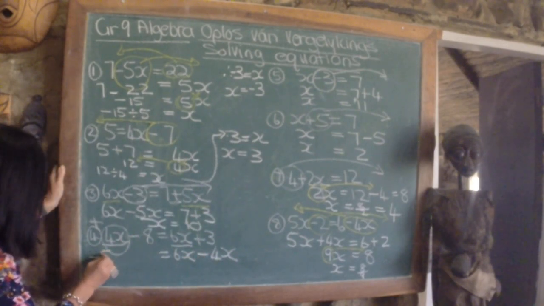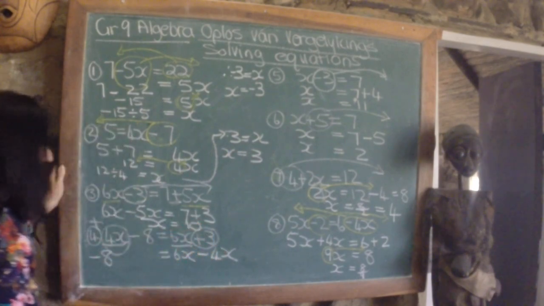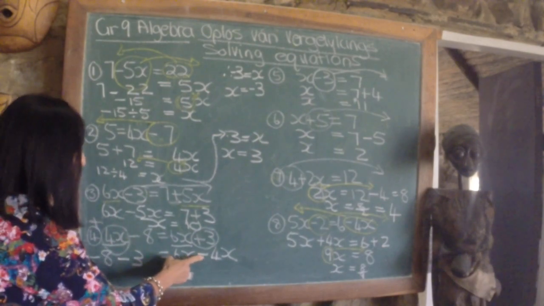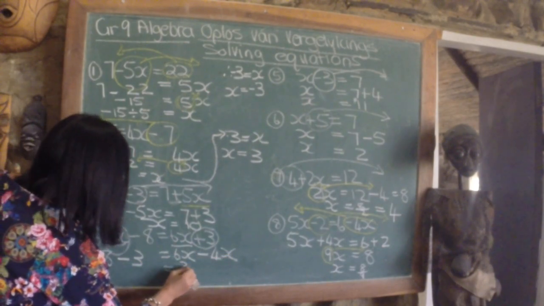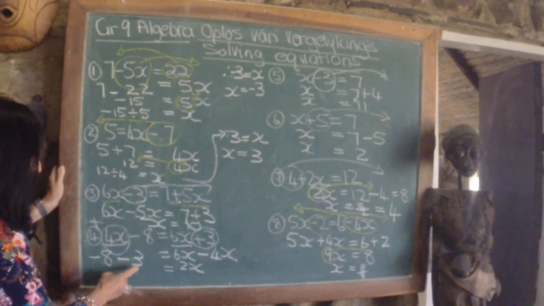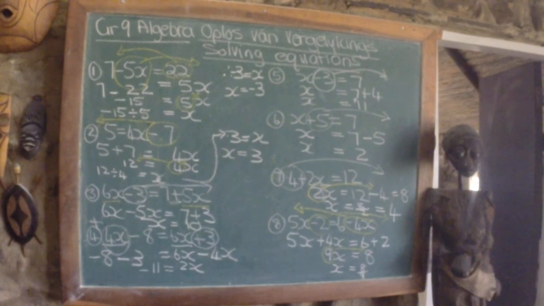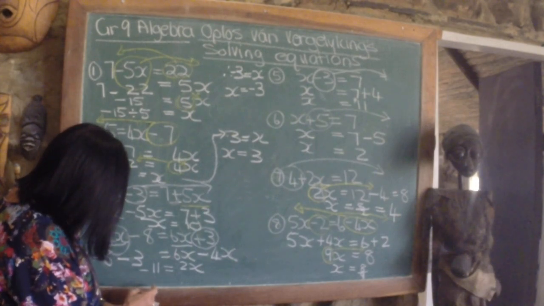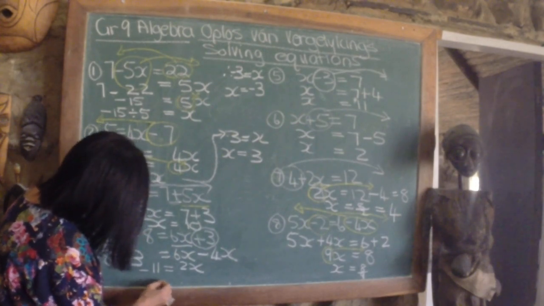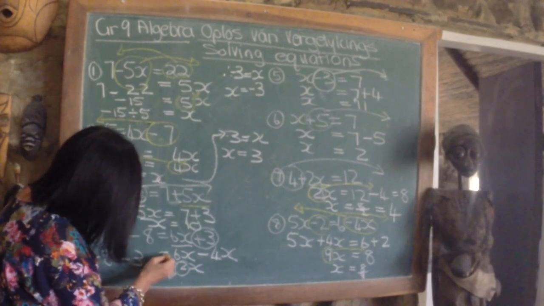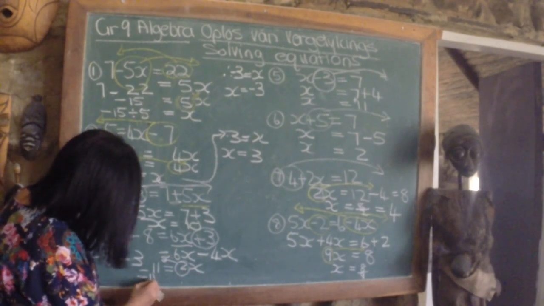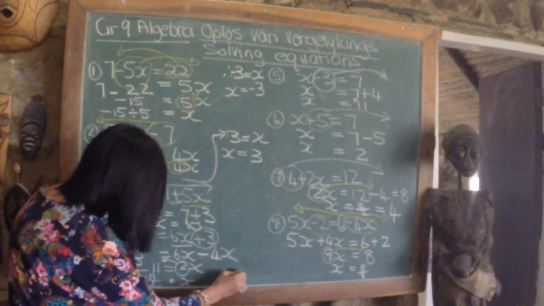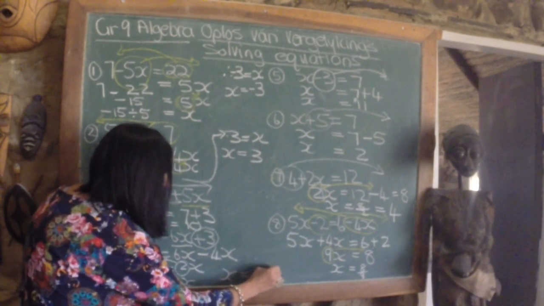Hierdie minus 8, it stays on this side, but if I take the plus 3 to the other side, it becomes a minus 3. So ek het 6x minus 4x gee vir my 2x. Minus 8 minus 3 is minus 11. But I don't need 2x, I need only x. So I'm going to divide with 2. So if I take this 2 to the other side of the equals to, it's minus 11 on 2 if I do division. So x is going to be minus 5 and a half.